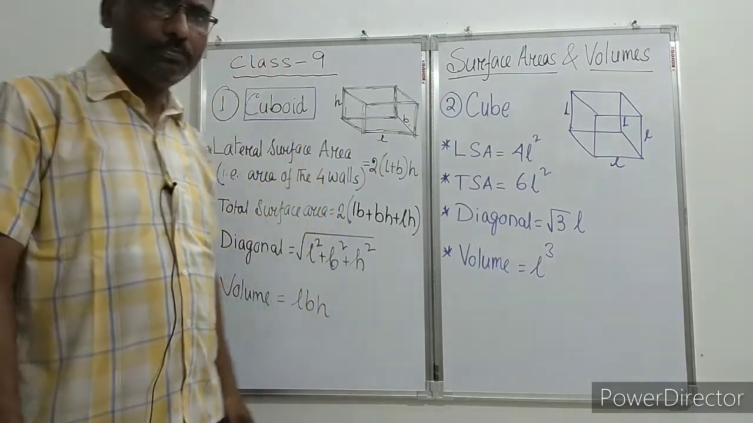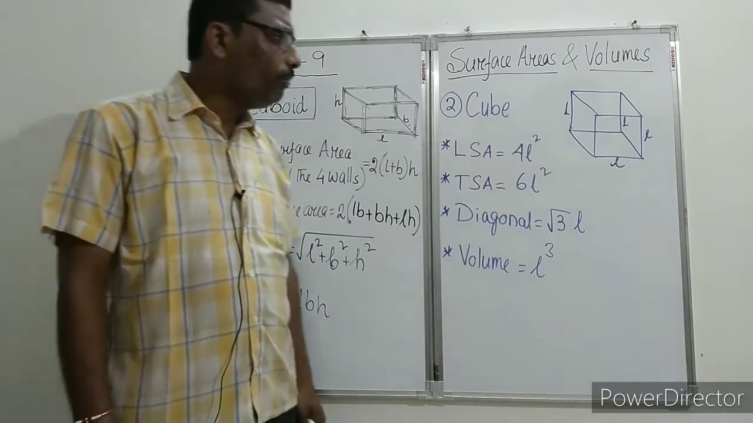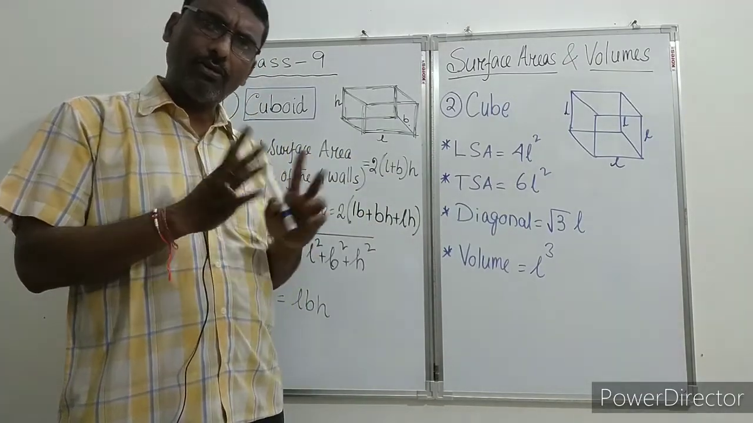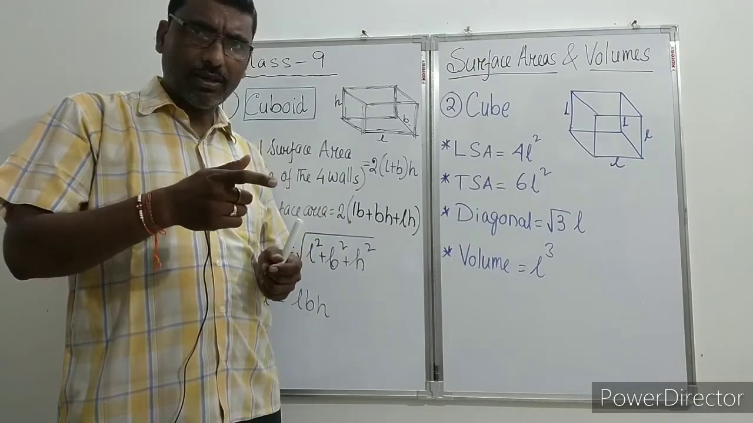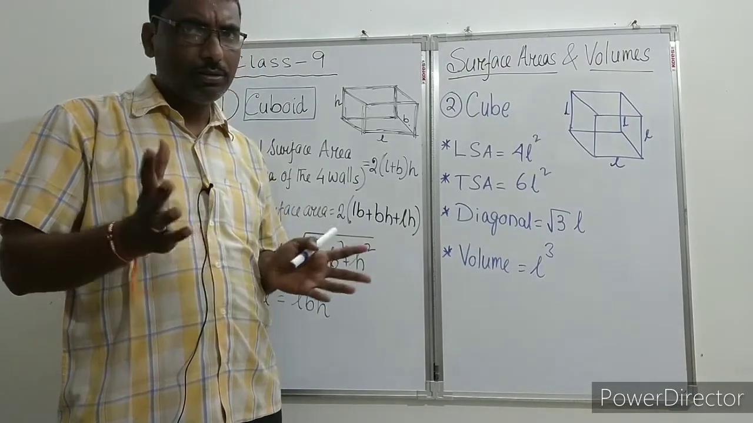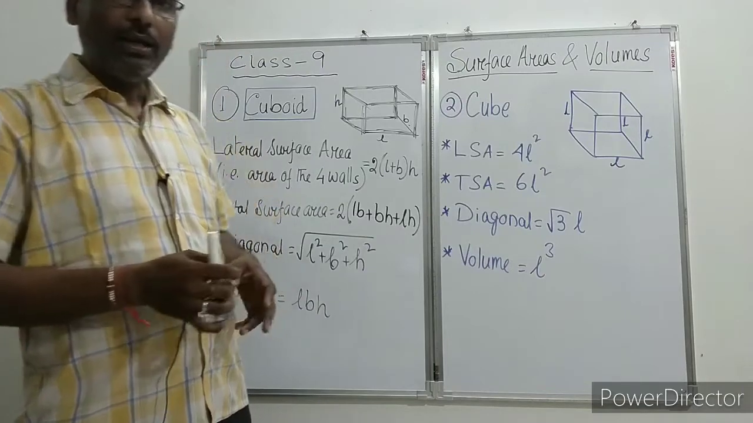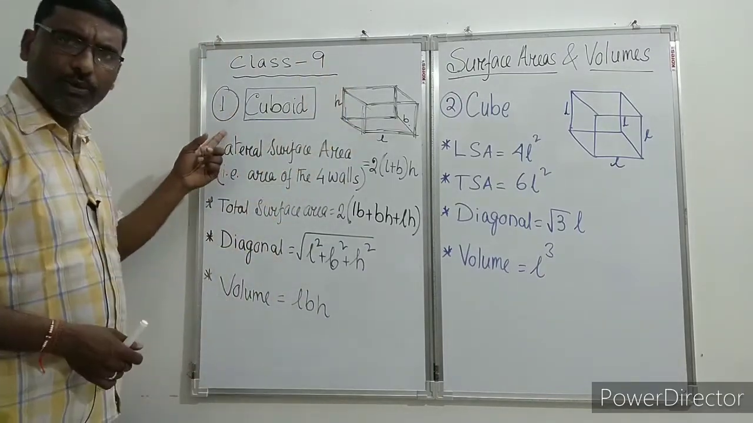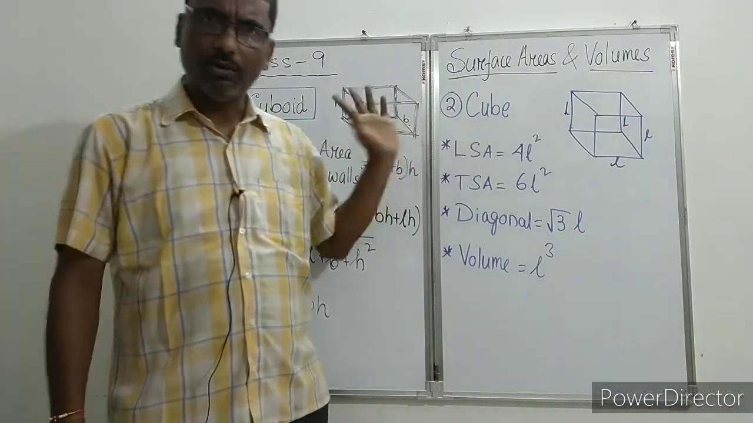Next, number 2, cube. Cube means all sides are the same. That means length, breadth, heights all are the same, like the dice of a Ludo. You have seen? So here L, B, H are all the same. So if you know the formula of cuboid, you can write the formula of cube also.